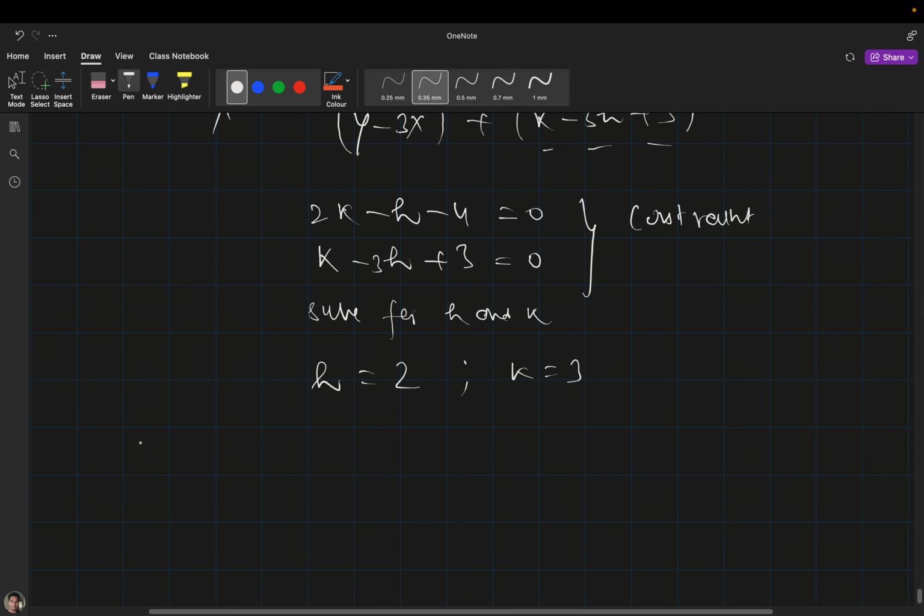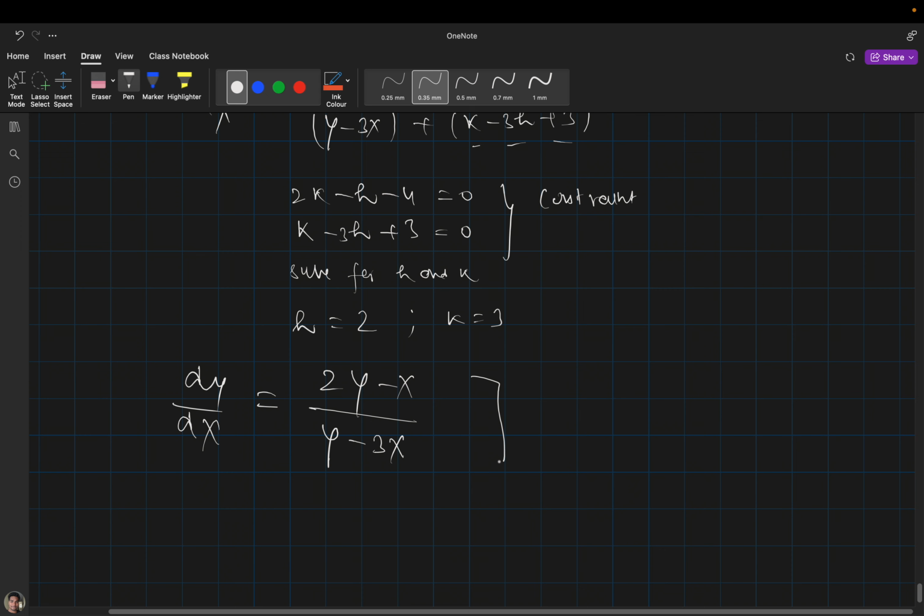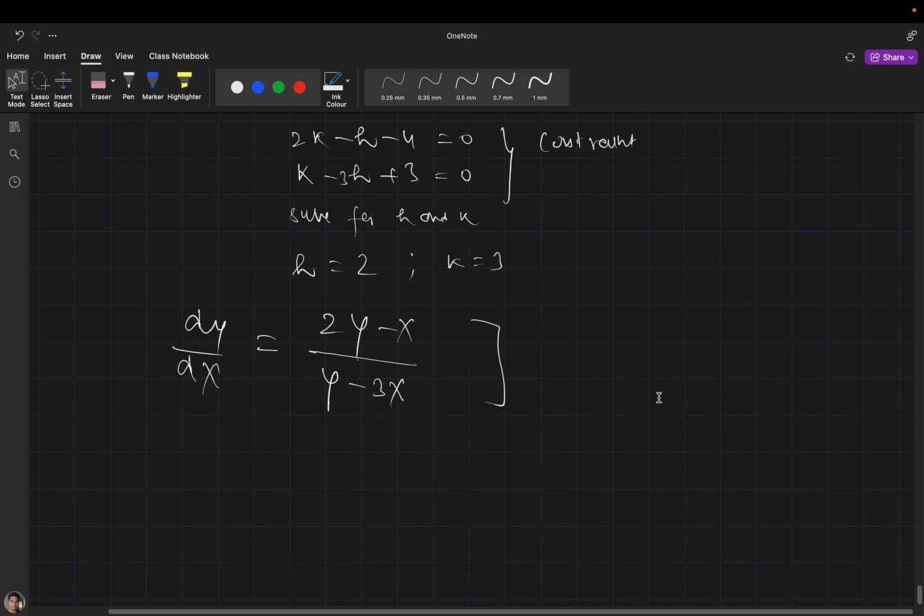Okay, so dy by dx, since I am substituting this as 0, I have solved already, so you will get (2y minus x) divided by (y minus 3x). Now it is a homogeneous form. It's clear or not? Tell me yes or no. Yes, sir.